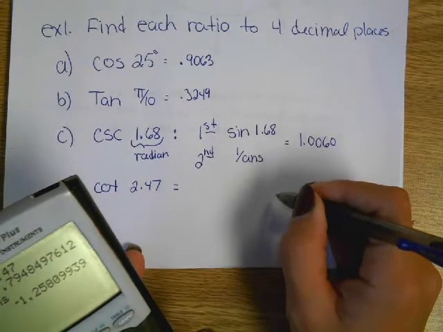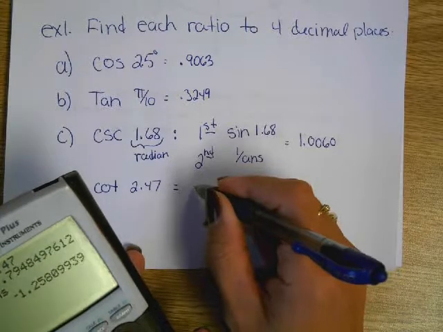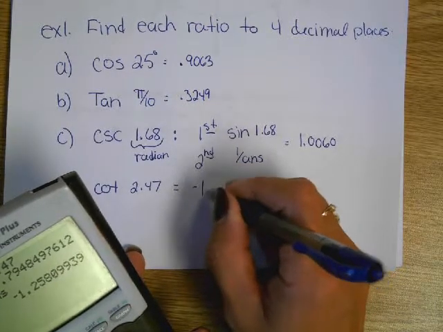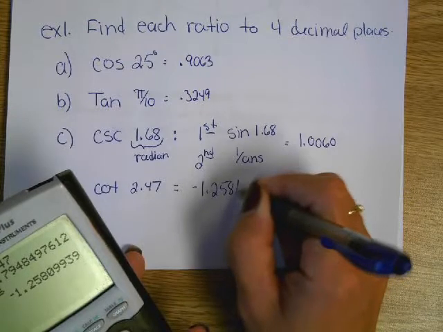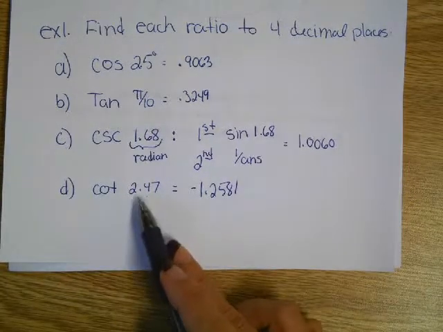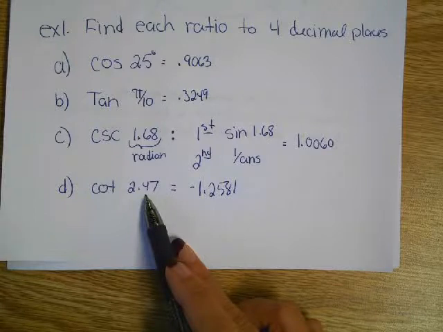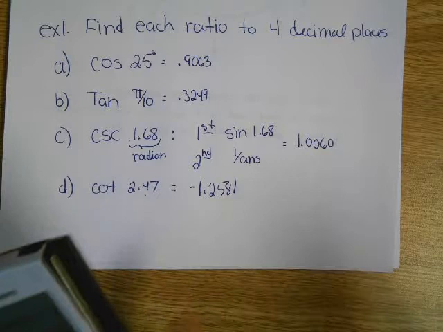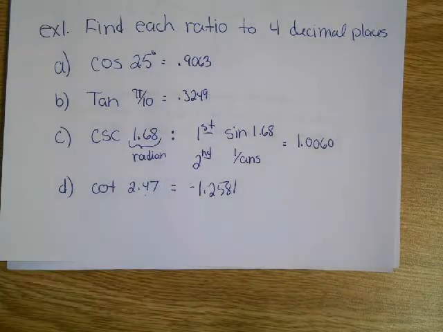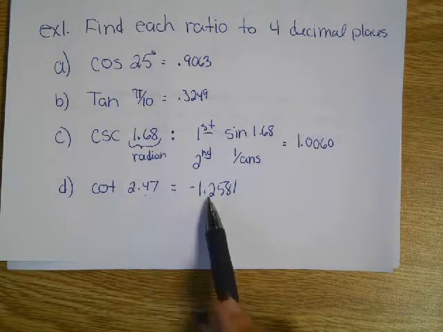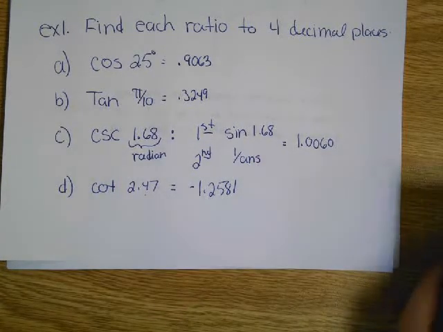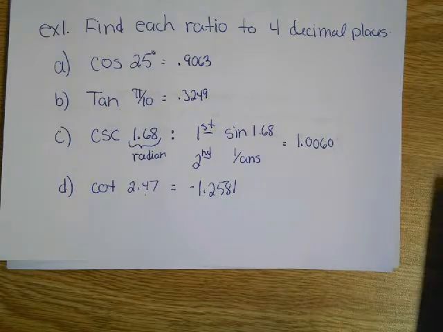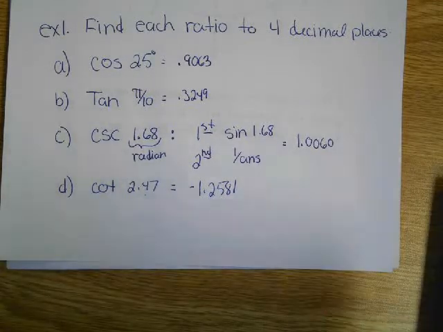What did you guys get? Negative something. 2581. And it's just negative because this angle, this 2.47 radians, is landing in a quadrant where tangent's negative. So don't worry, I got a negative. It's okay, that's just the quadrant we're in, remember? If the tangent's negative, we're in either quadrant 2 or 4. Okay. Are we good there? Hopefully.